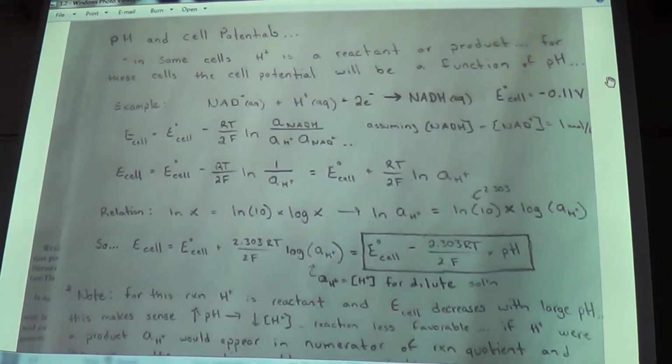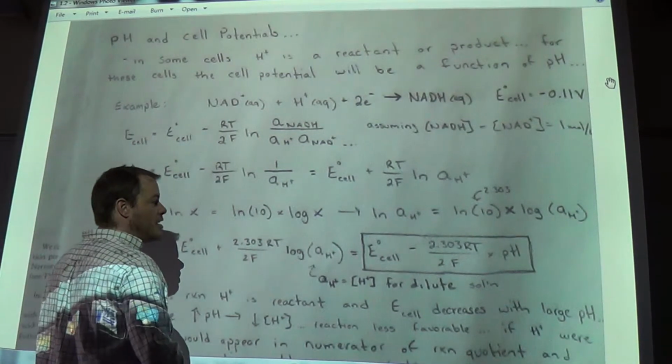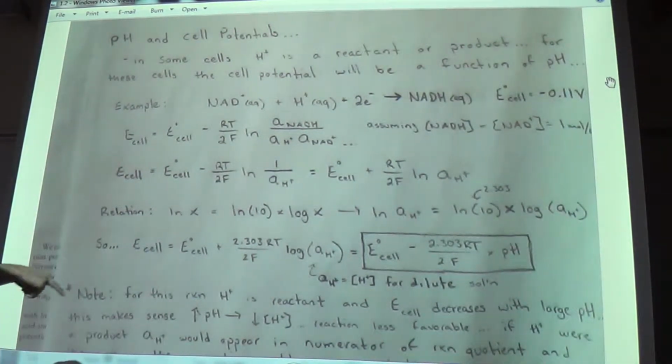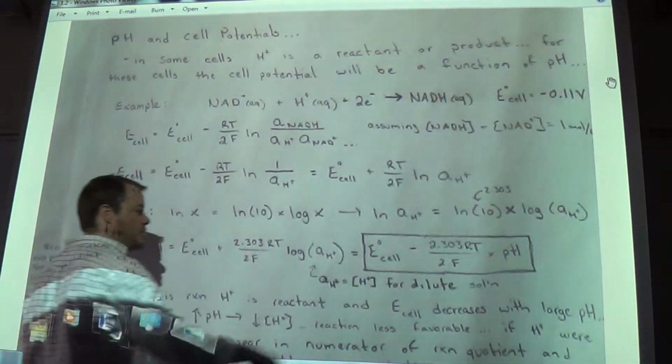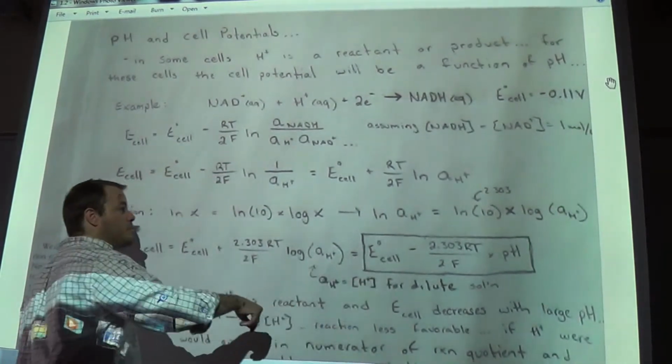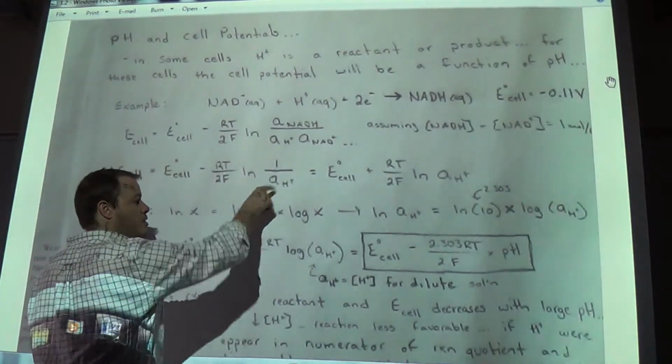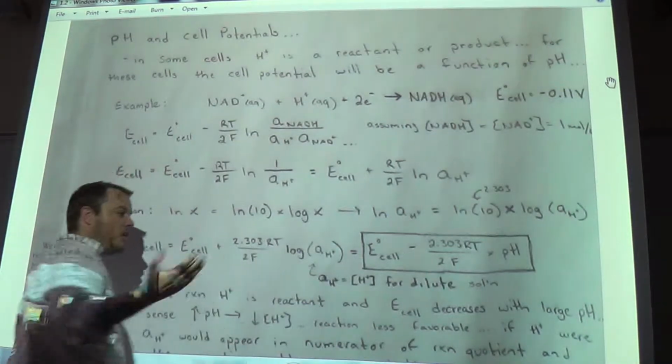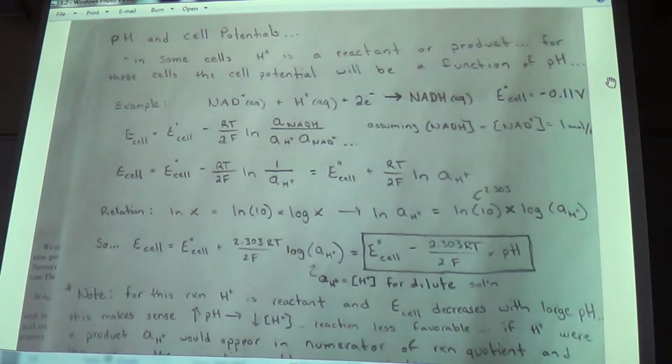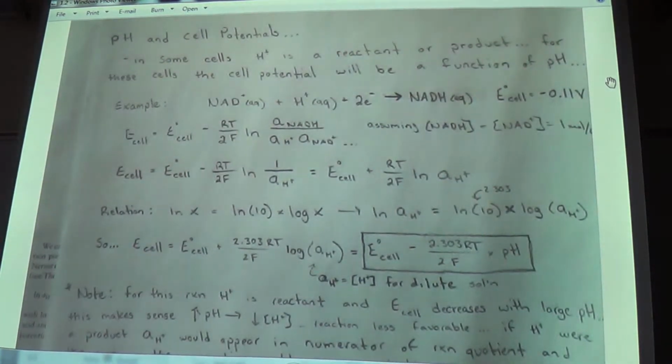And if you had the reverse of this effect, where H plus was a product of some particular reaction, then what would happen when you ran through and did this math is that the sign would flip in front of this correction, because now our activity of H plus would be in the numerator, not the denominator. So we'd have a positive correction, and so we'd have the reverse effects if we were looking at H plus as a product of the reaction instead of as a reactant.